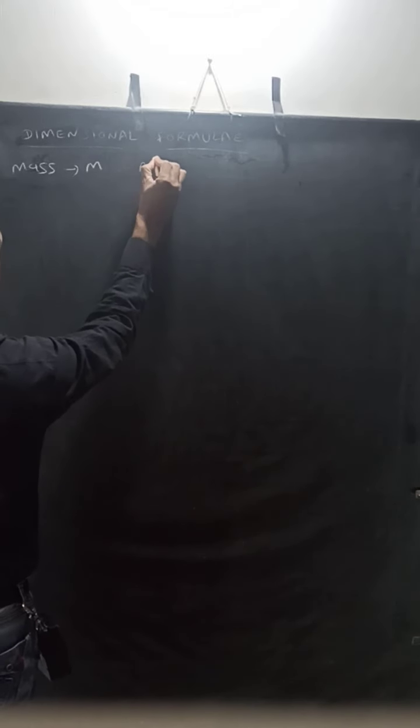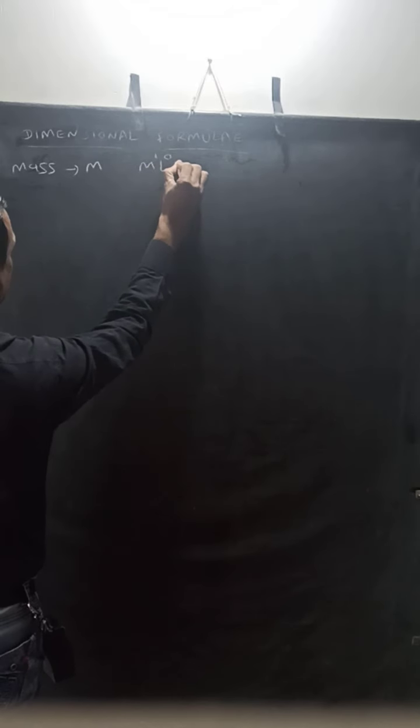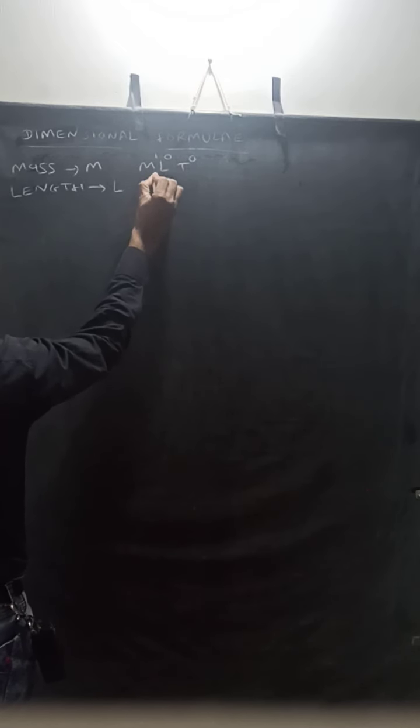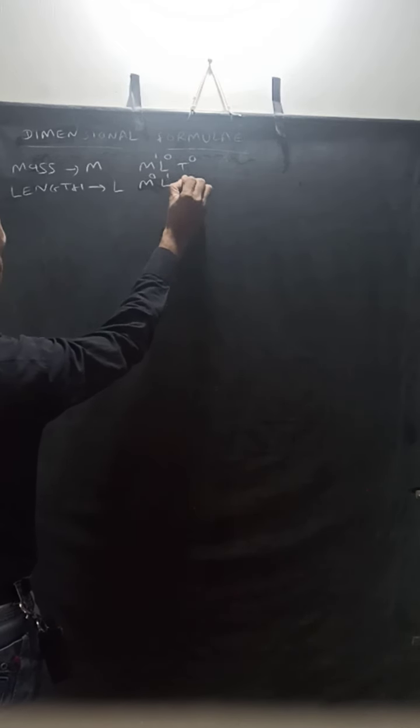First we see the mass. We represent it M. So the dimensional formula of mass is what? M1 L0 T0. Then after length, we represent L. So dimensional formula of length is what? There is no mass, so M0 L1, time is not there, T0.